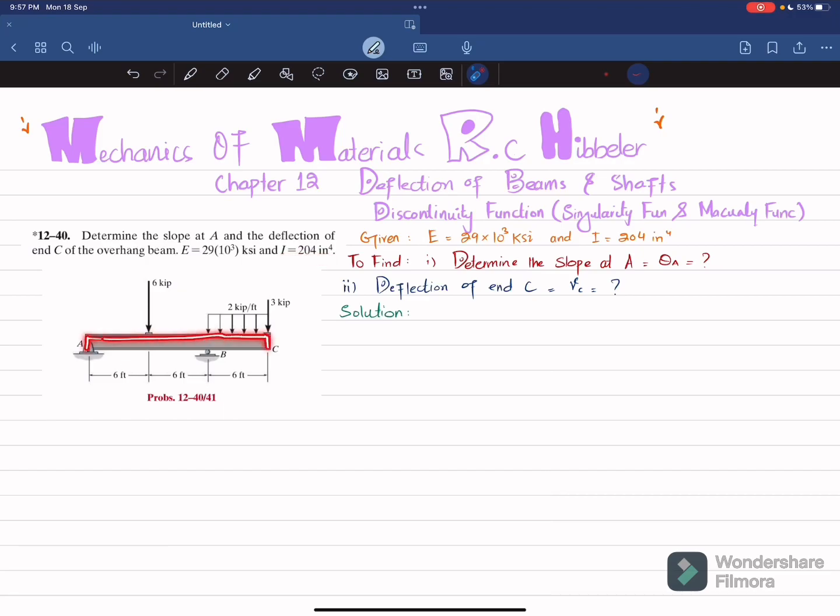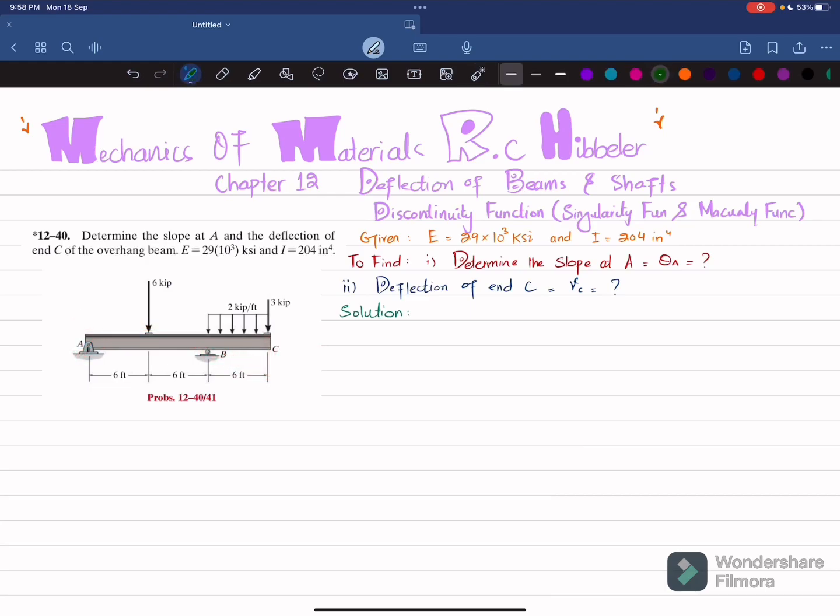You can see this is an overhang beam and there is a pin support at point A and a roller support at point B. And at this point we have a 6 kip load, and from B to C there is a uniformly distributed load of 2 kips per feet, and at point C we have a 3 kip point load. Due to this loading, the beam will deflect like this. Clear? So we have to find the slope at this point, which is theta A, and deflection at point C. So let's start with the solution.